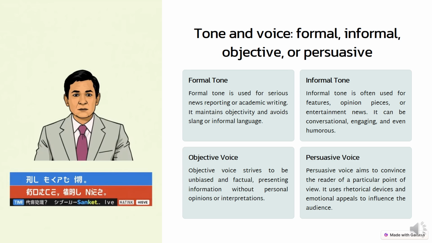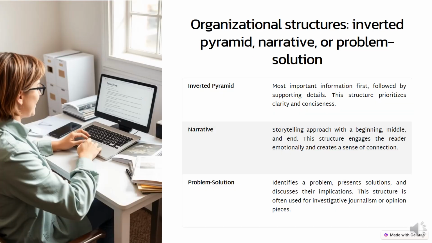Persuasive voice aims to convince the readers of a particular point of view. It uses rhetorical devices and emotional appeals to influence the audience. Organizational structures. The first one, inverted pyramid. Most important information first, followed by supporting details. This structure prioritizes clarity and conciseness.